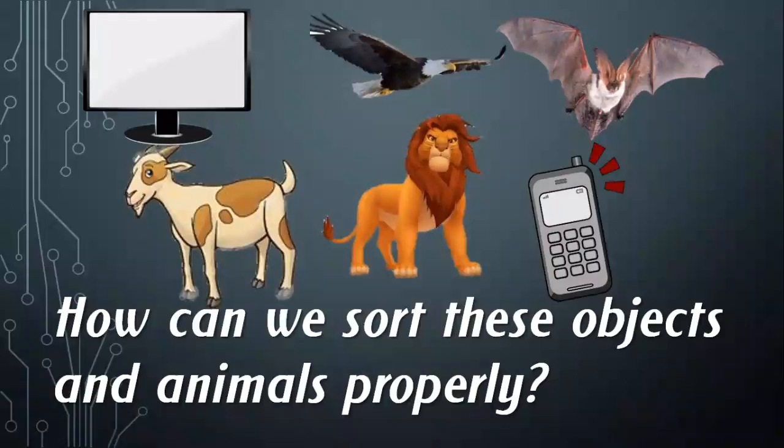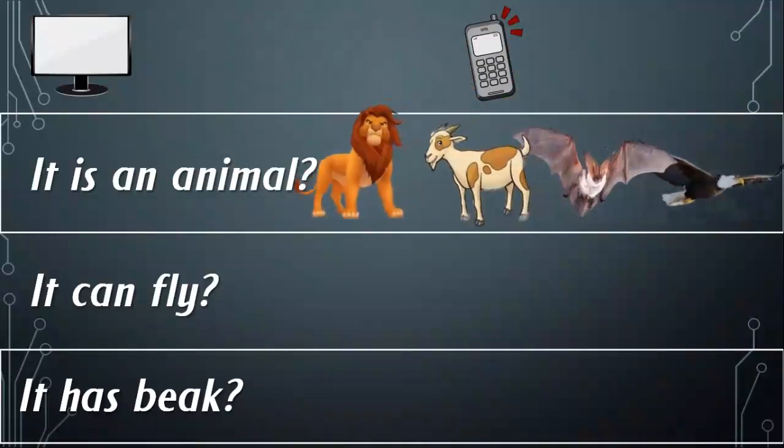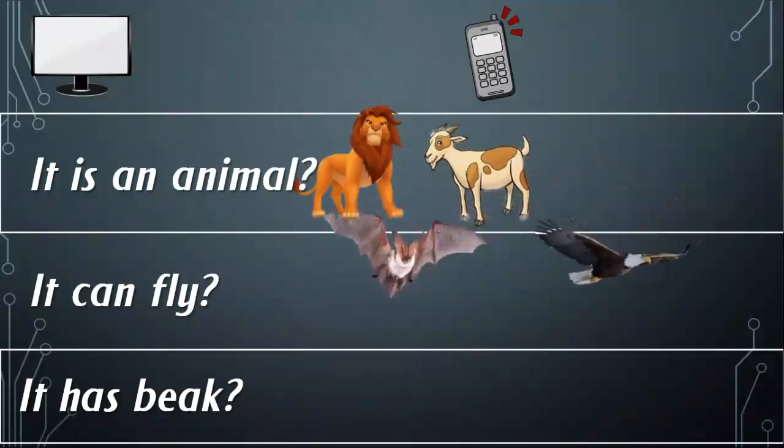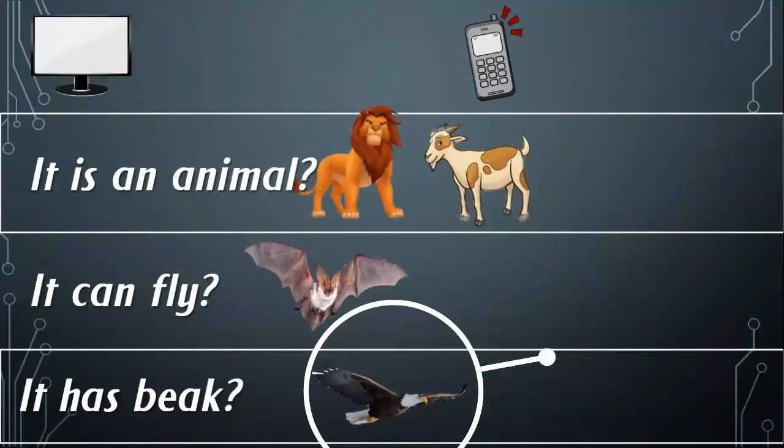Here are possible questions like, is it an animal? Can it fly? Does it have beak? We're going to use these questions to sort the animals and devices listed here. Place a circle around the ones that are not animals. Then place a square around the ones that cannot fly. And finally, place a triangle around the one that doesn't have beak. You'll find out at the end, the eagle is the one that is left behind.